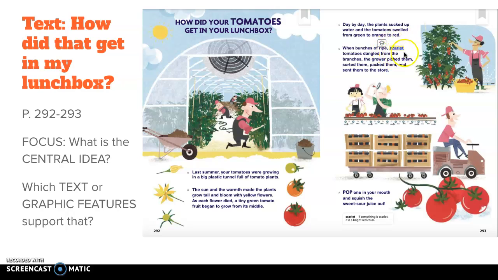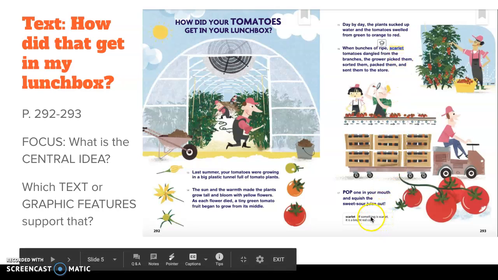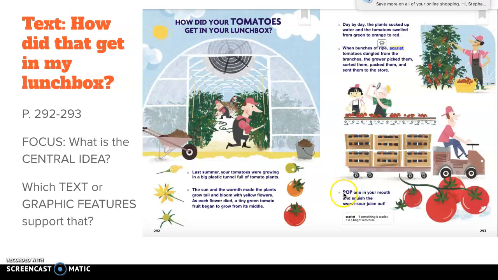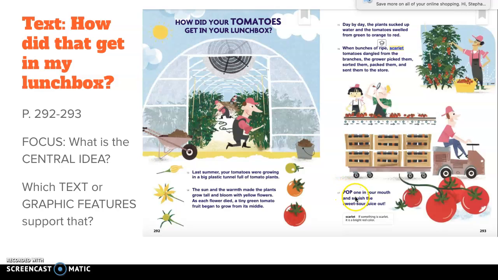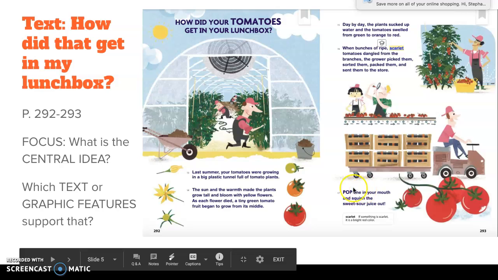The vocabulary word is highlighted, and the lighter blue color with the underline indicates that if we were in the HMH version of the book, when we clicked on it, it would open a box with a definition. But we still have the definition down here. Pop is in all capital letters, and it appears to be appealing to our senses. It's letting us know that this is going to have to do with eating it because we're putting it in our mouth and squishing the sweet sour juice out.